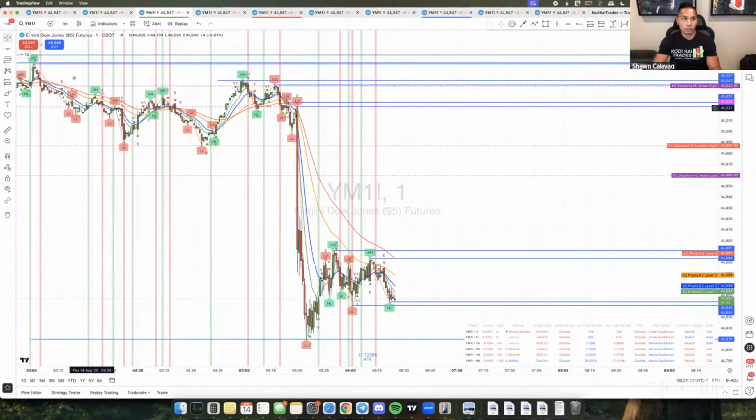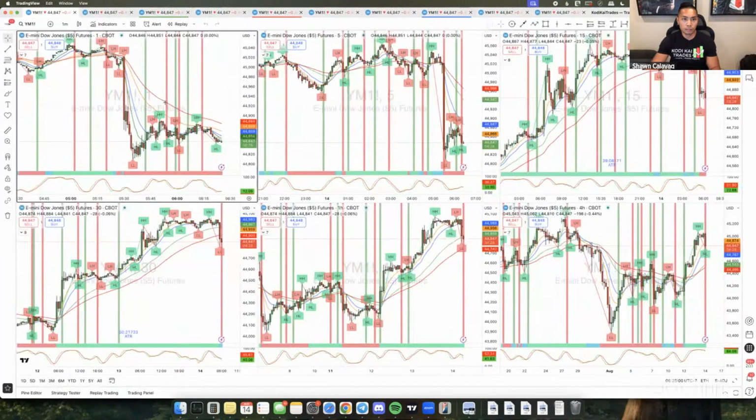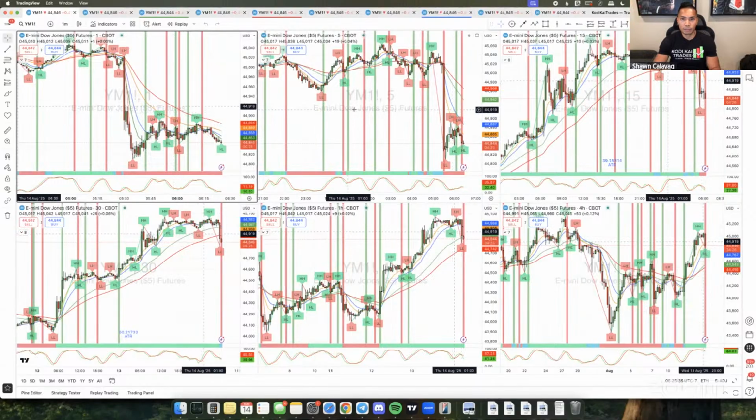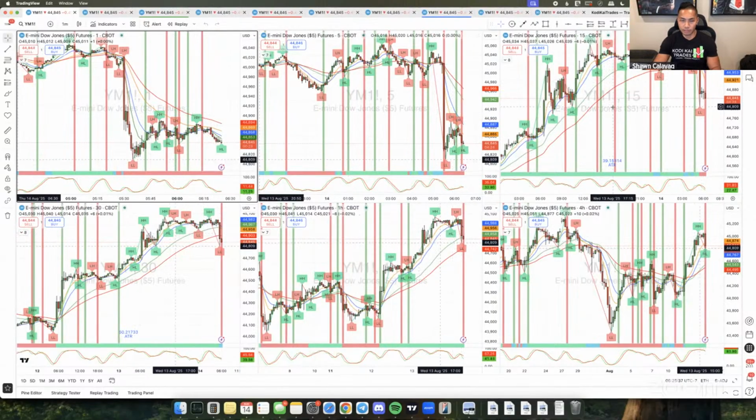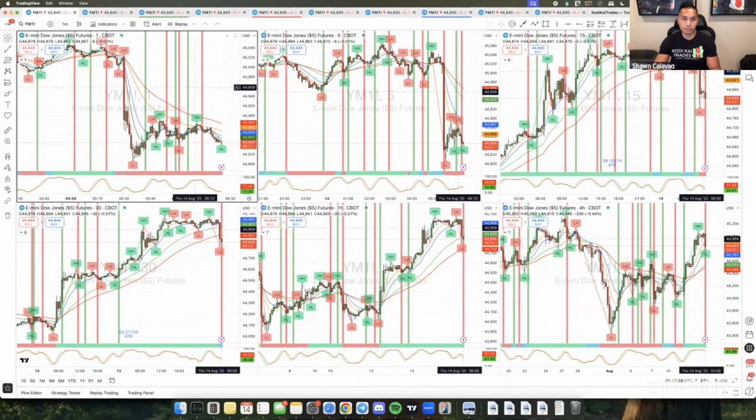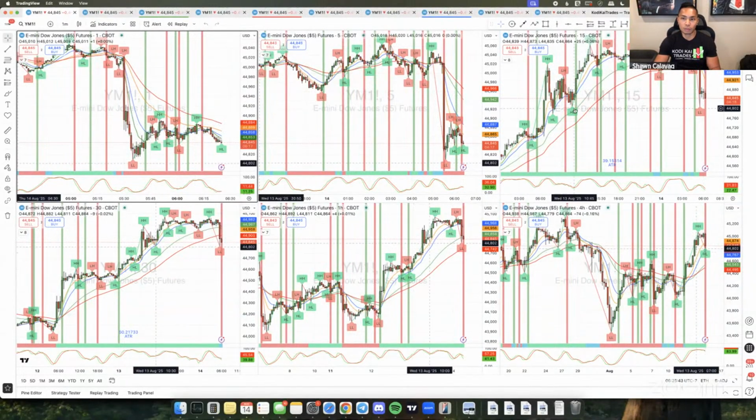So looking over here at the overall trend, let's take a look. The 1 minute's currently bearish, 5 minutes bearish, 15 minutes bearish. You can see here that price is below the pivots. The trend meter is red. Pivots are angling to the downside. So this is indicating that we should probably look for some sells here on the lower time frames.